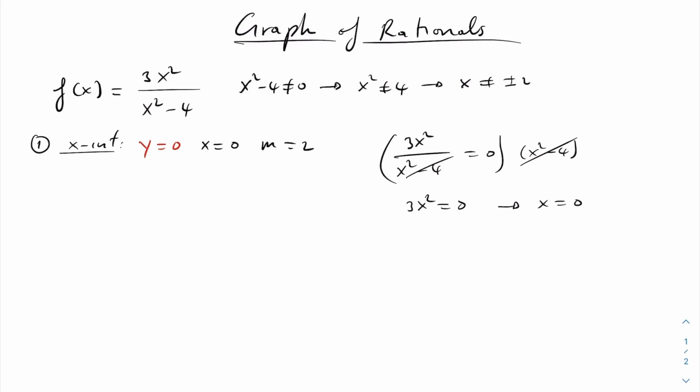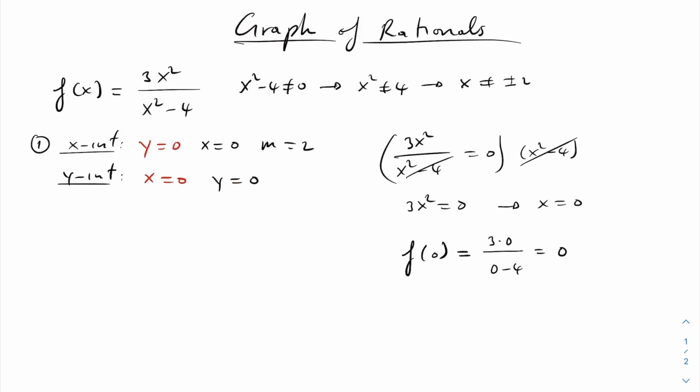Next, I'm going to go ahead and find my y-intercept. That's going to be where the graph meets with the y-axis, so I'm going to set my x equal to 0 here. If I find my f of 0, that's going to give me 3 times 0 squared, that's 0, divided by 0 squared minus 4, that's negative 4, and that's equal to 0.